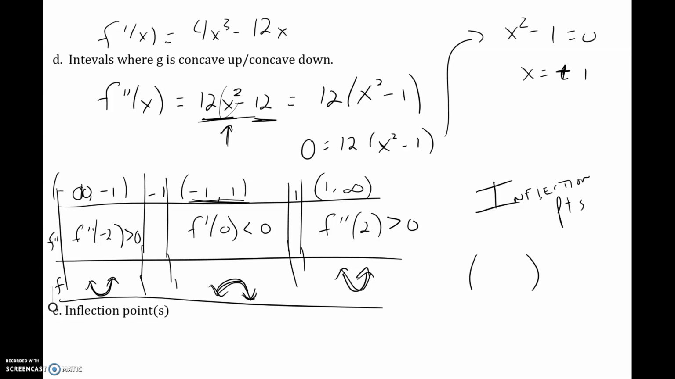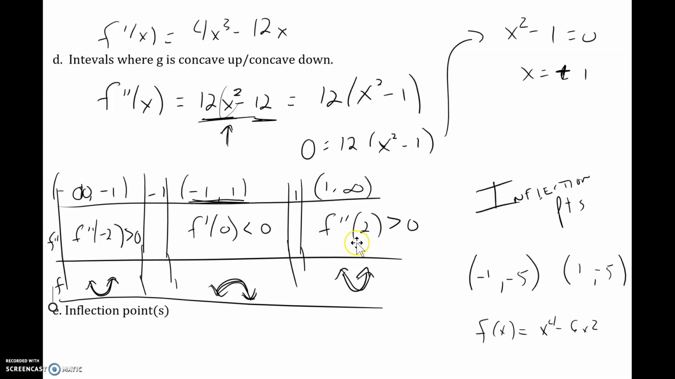They are -1 something and 1 something. So I have to plug in those values to see what I get. That shouldn't be hard. My original function, of course, was x to the 4th minus 6x squared. If you plug in a -1, you get 1 minus 6, -5. If I plug in +1, I get 1 minus 6, -5.